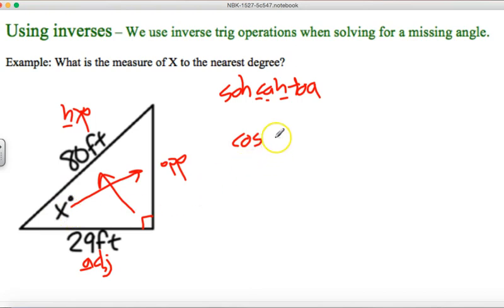What's the angle? Oh, the angle is x. So cosine of x equals the adjacent side, which is 29, over the hypotenuse, which is 80. All right, now we want to solve for x.